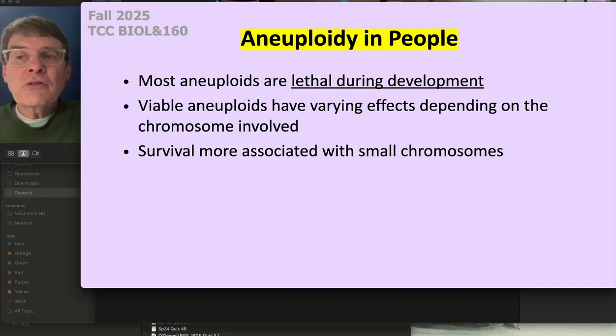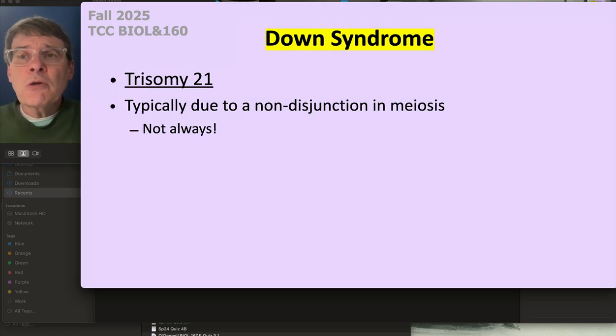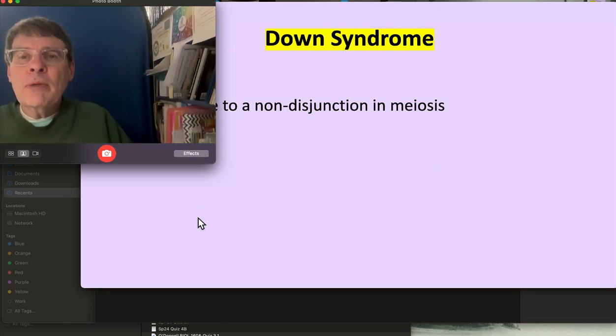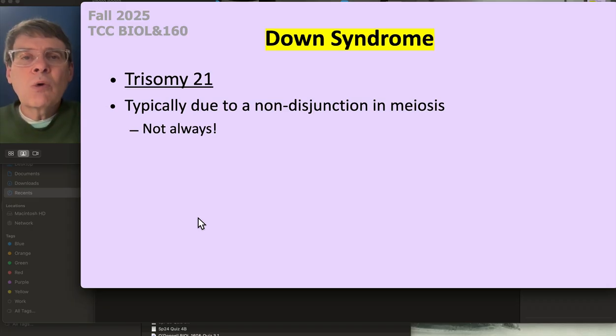Frequently, states of aneuploidy, that is, an unusual number of chromosomes, is lethal, especially in the larger chromosomes. However, with chromosome 22 or the sex chromosomes or chromosome 21, individuals are actually walking past us on the sidewalk. The most famous version of trisomy is trisomy 21, Down syndrome.